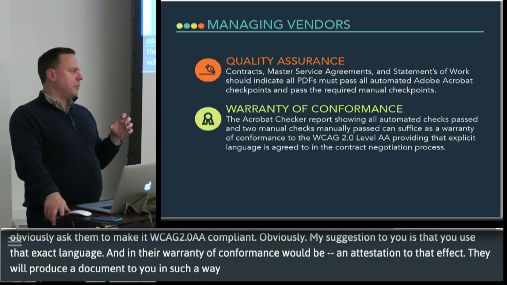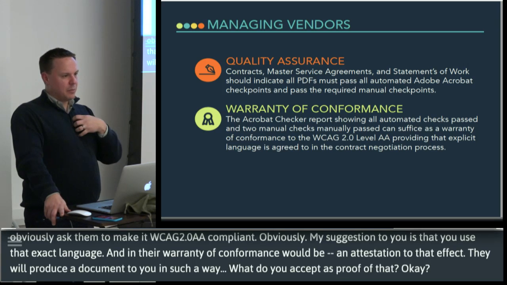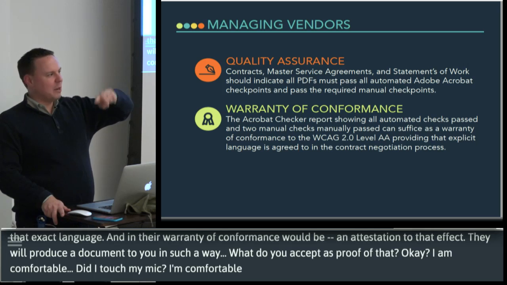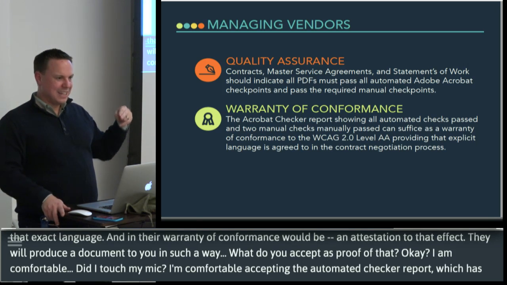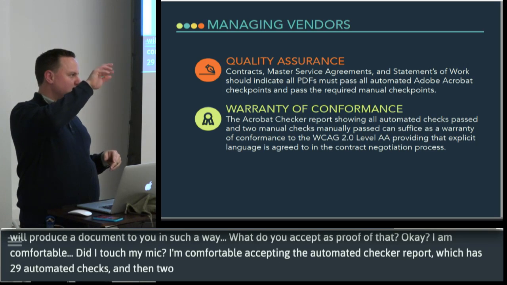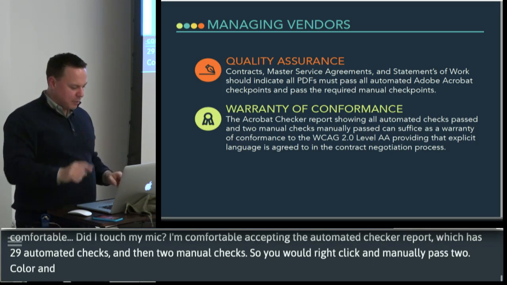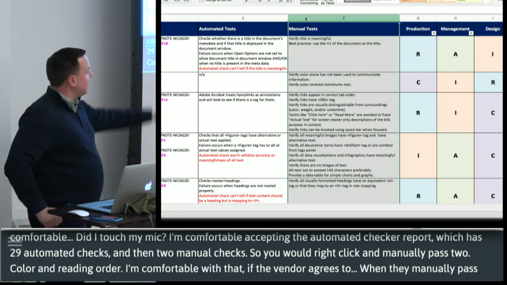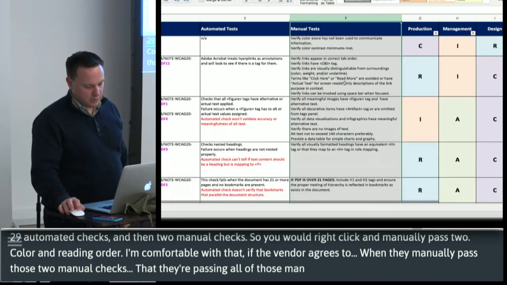What do you accept as proof of that? I'm comfortable accepting the automated checker report, which has 29 automated checks, and then 2 manual checks. So you right-click and you manually pass 2, color and reading order. I'm comfortable with that if the vendor agrees that when they pass those 2 manual checks, they're passing all of those manual gates, every single one of these.